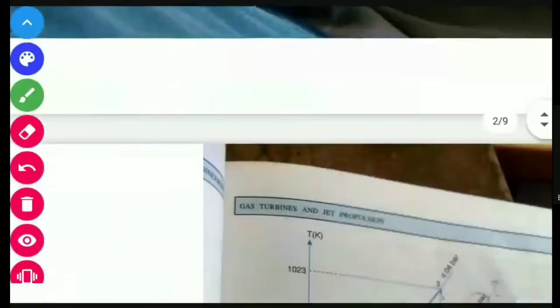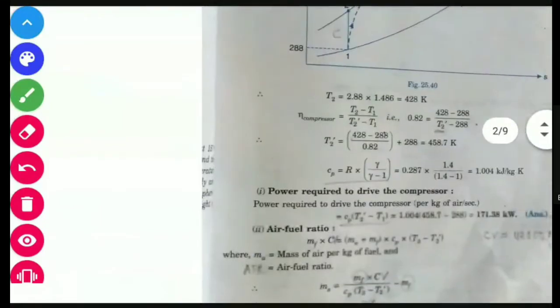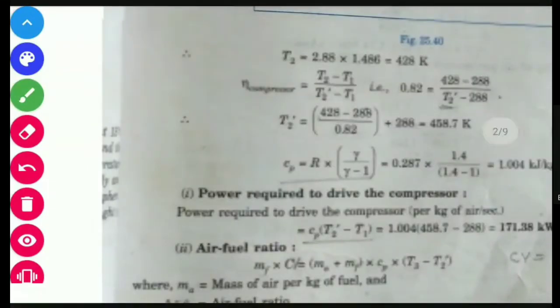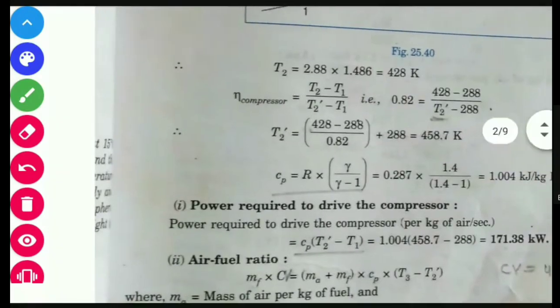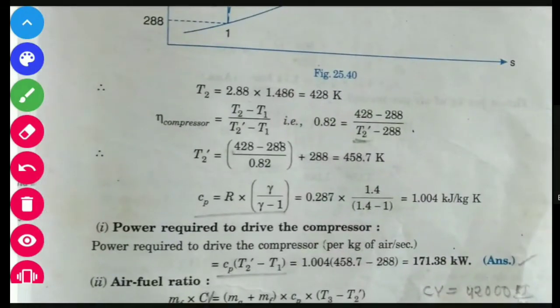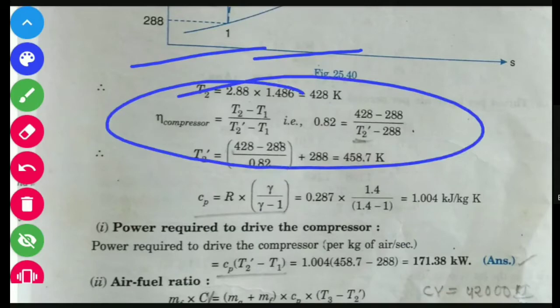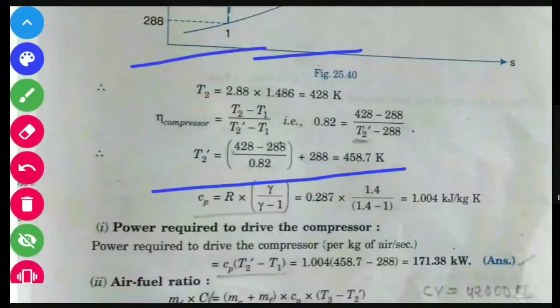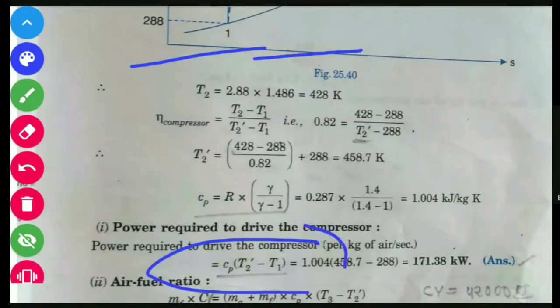By using the relation, you can find out the T2 value. Once you get the T2 value, you have to substitute it in the compressor efficiency. You know the compressor efficiency is given. In this equation, you substitute all the values, and the only unknown is T2 dash. You will get that value, that is T2 dash, 458.7 Kelvins. Once you get T2 dash, just substitute it in the compressor work. Finally, you will get the compressor work, that is 171.38 kilowatts. Right. The first one is over.